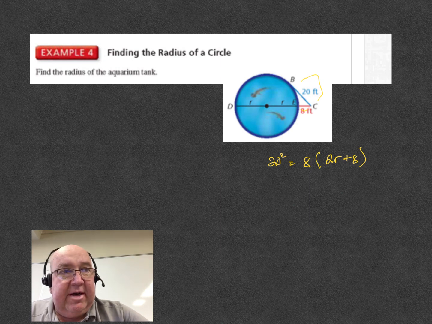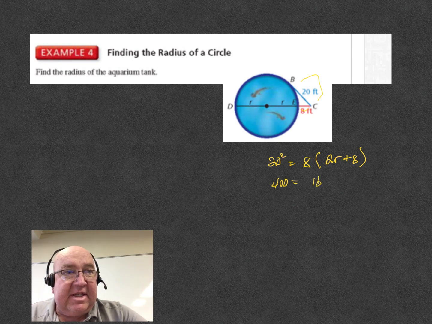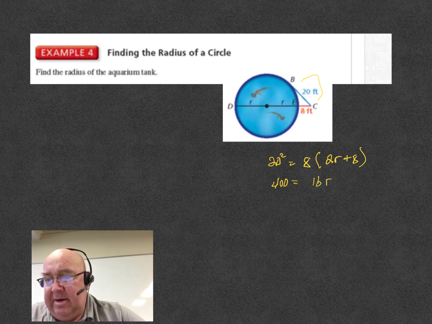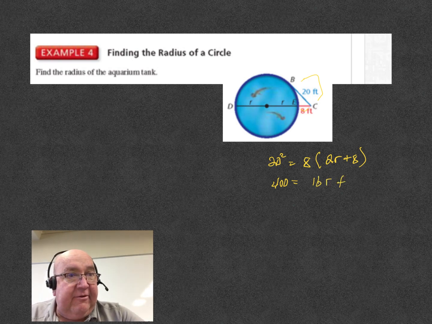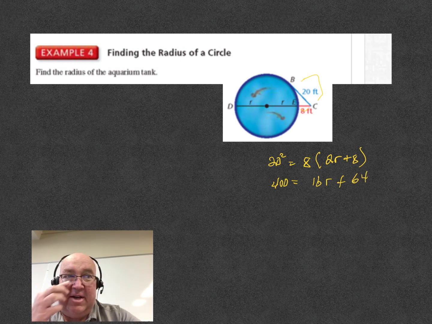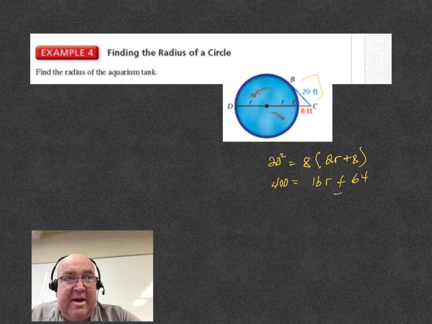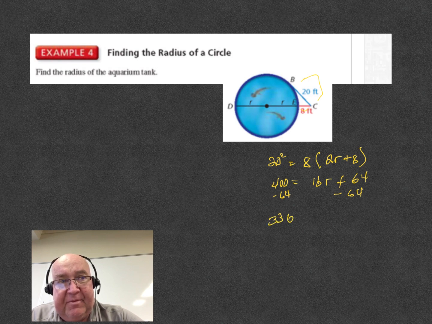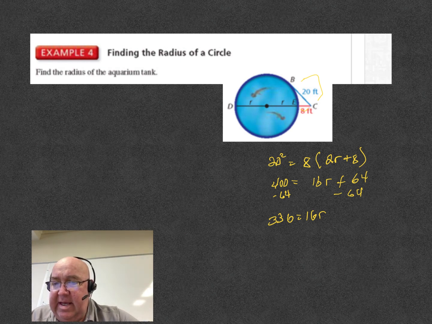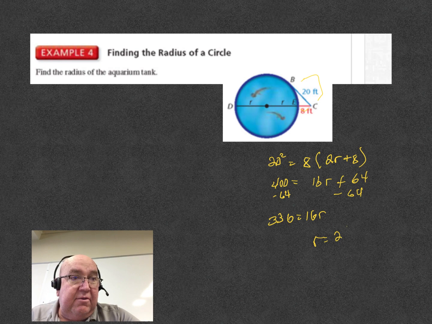We're going to get 400 is equal to 16r plus 64. And actually I could have divided by 8 there as well, as I have been doing on other problems. We're going to subtract 64 minus 64. We're going to get 336 is equal to 16r. And our r is going to be equal to 21 feet.